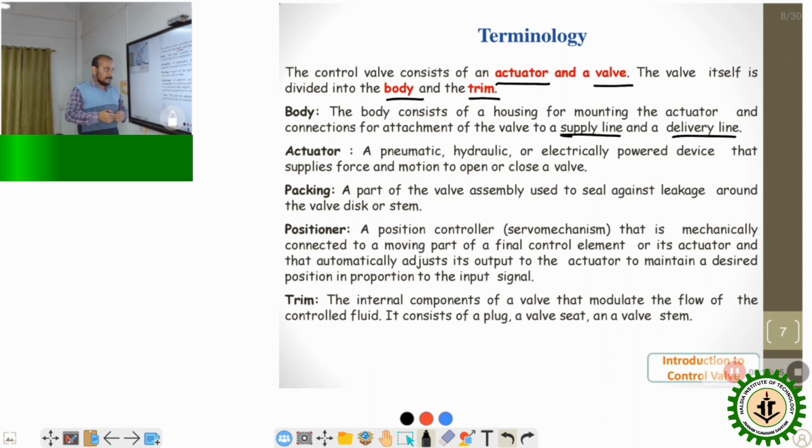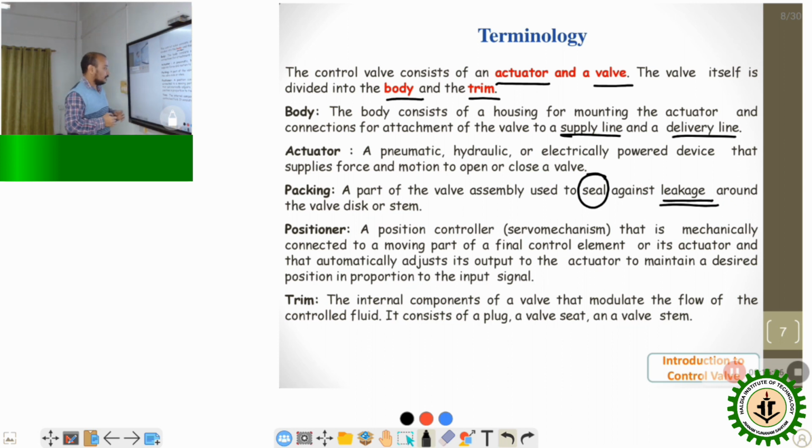Packing is the same idea or concept, a part of the valve assembly used to seal. Basically you need to seal the control valves from the atmospheric condition against any leakage around the valve discs or stem. So there will be no leakage for the control valves if you try to maintain a perfect operation from it.